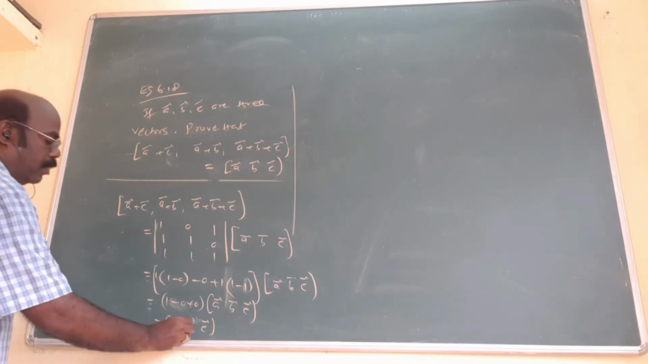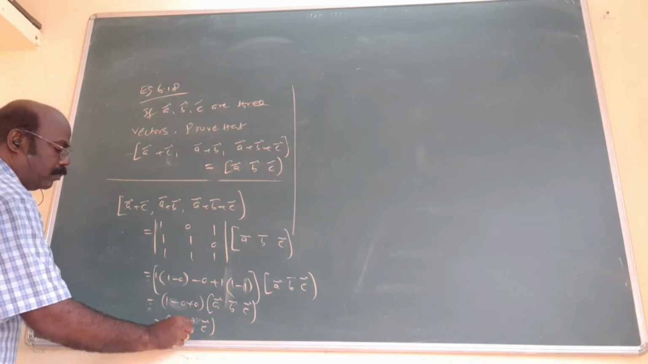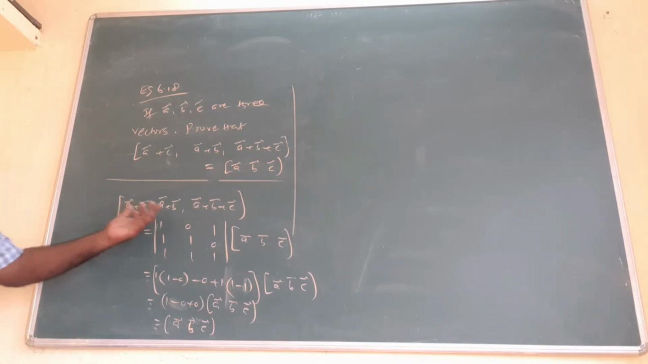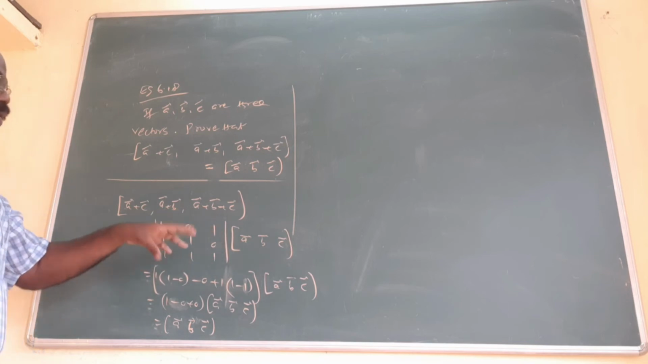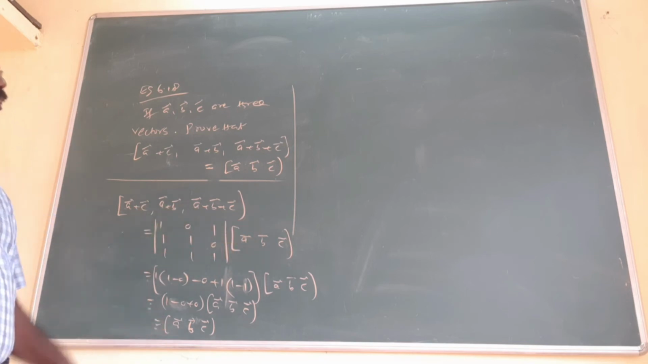That's all. Two more questions. Here, what is the concept? A equal B equal C equal, take it outside. Then write the coefficients A, B, C. We get the answer. That's all.